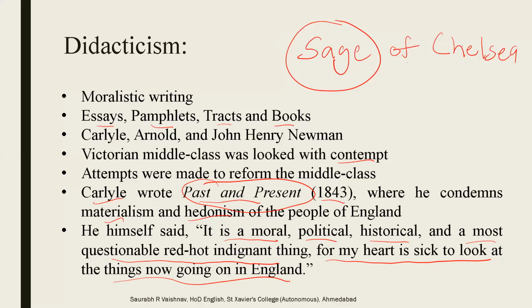He hated materialism. He hated hedonism. And especially the English middle class people immersing themselves in materialism and hedonism, he hated it. And that is why he wrote this thing as a questionable, red-hot, indignant thing. He tried to raise questions about several aspects of the Victorian age.